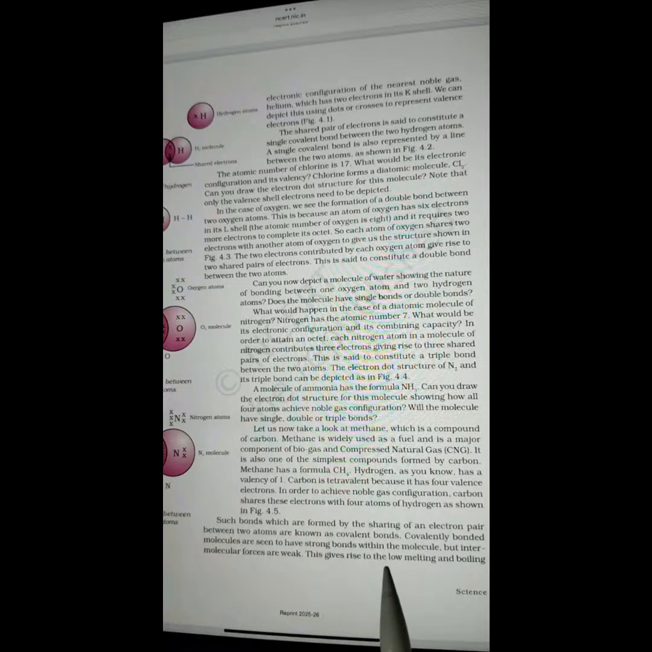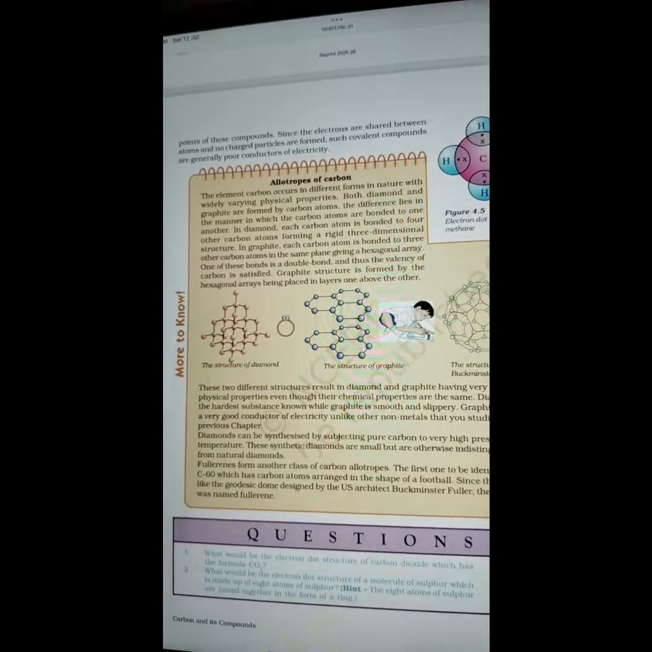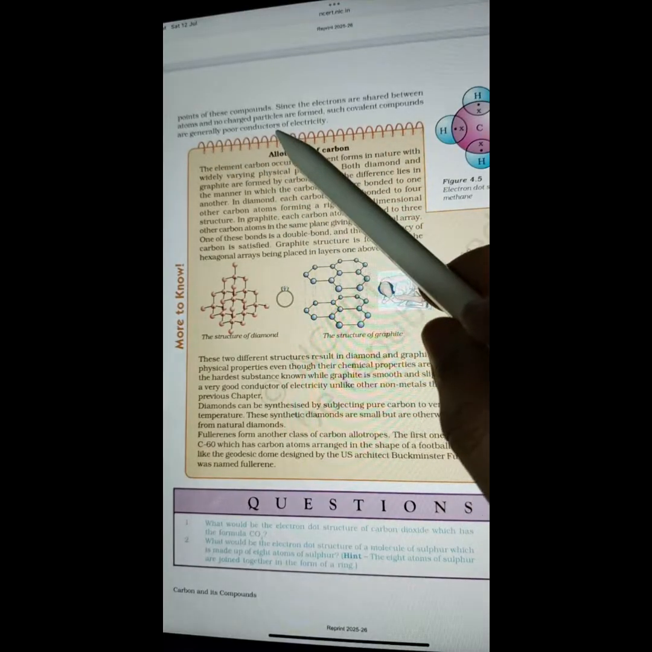Covalently bonded molecules are seen to have strong bonds within the molecule, but intermolecular forces are weak. This gives rise to the low melting and boiling points of these compounds. Since the electrons are shared between atoms and no ions are formed, such covalent compounds are generally poor conductors of electricity. Allotropes of carbon.